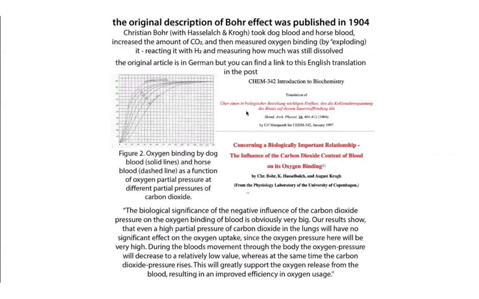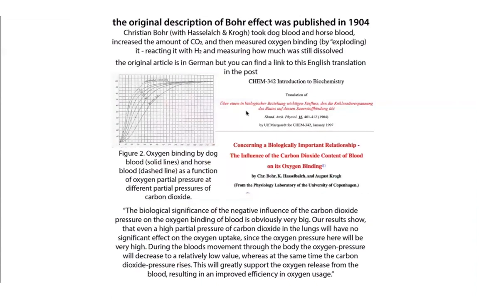So we saw how we had oxygen acting as a positive homotropic modulator and BPG acting as a negative heterotropic modulator. Now let's talk about a different way that we can affect affinity, and this is called the Bohr effect. It was originally described by Christian Bohr with Hasselbalch and Krogh in 1904, and the original paper is in German, but you can find a translation of it that I can link to.